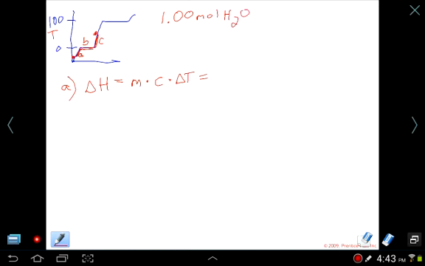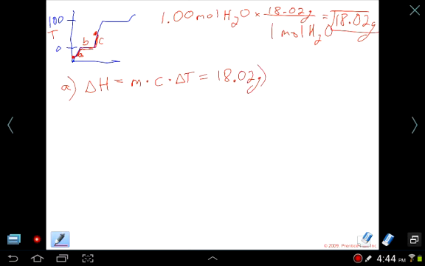So converting from grams to moles, we know that a mole of water is about 18.02 grams of water. This is essentially the molar mass of water. So that is the mass that we'll put in for m c delta T. So we've got 18.02. Then our specific heat, as usual for water, is 4.18 joules per gram degree C.